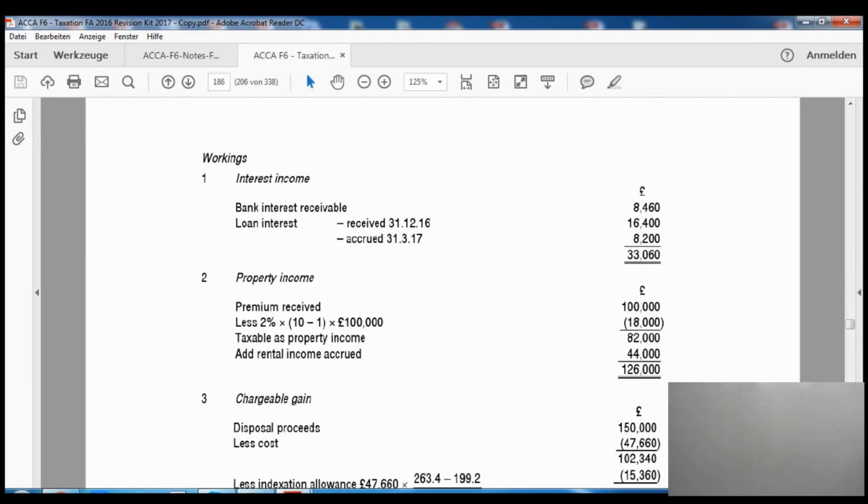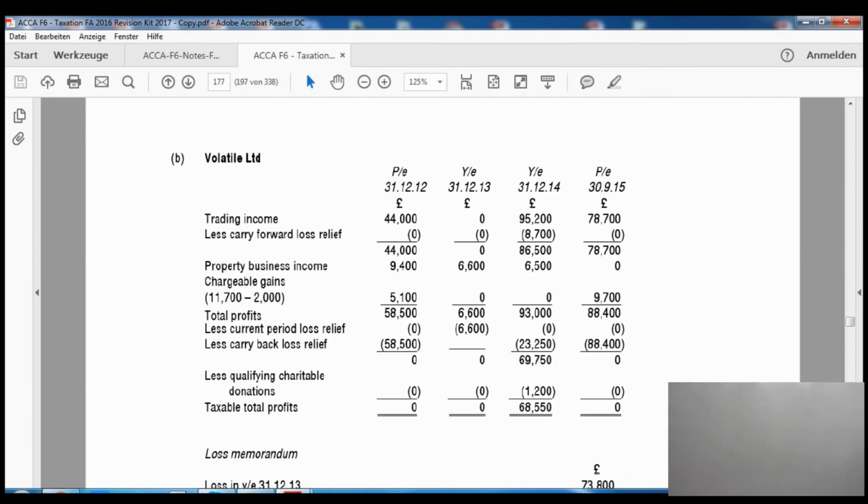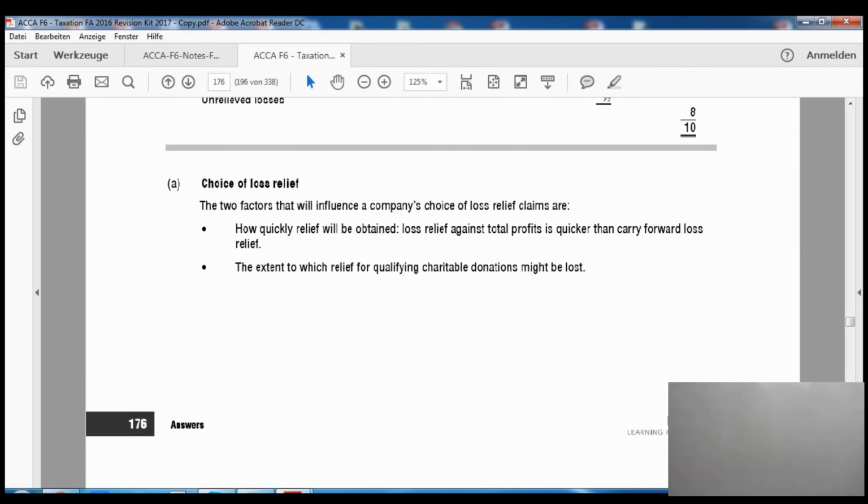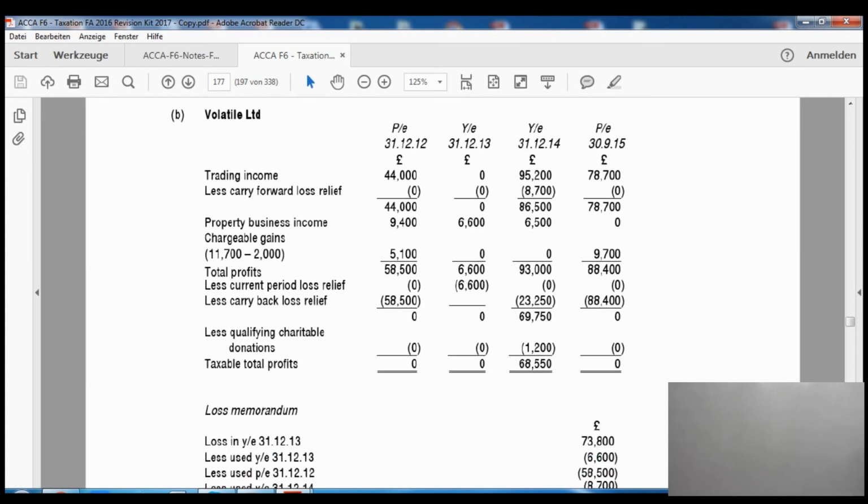Question number 180. Here you go, as you can see on your screen. Let me show you question number 1 as well. Let's see what it says about the answers. Yep, choice of loss relief. First, it says how quickly relief will be obtained, so the earlier the better. Then it says the extent to which the qualifying donations might be lost. So both things are exactly the same as I told you. So let's look at the B part.